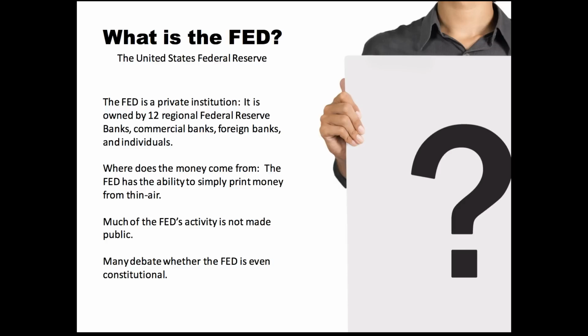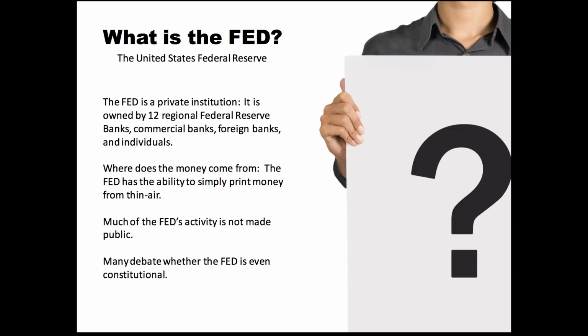So where does the money come from that the Fed prints and puts out there? And some people are really surprised to know that the Fed actually has the ability to just simply print money from thin air. They can just print more money if they want, and that's what you saw in 2008, 2009, whenever they were pumping a lot of money into the system. They're printing that money and they're issuing it out in order to put more money into the system so people will spend it.